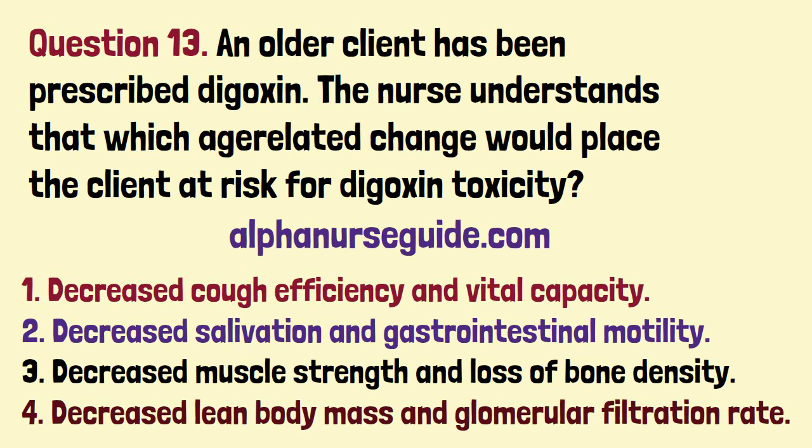The correct answer is 4. Decreased lean body mass and glomerular filtration rate. Rationale: the older client is at risk for medication toxicity because of decreased lean body mass and an age-associated decreased glomerular filtration rate. Although options 1, 2, and 3 identify age-related changes that occur in the older client, they are not specifically associated with this risk.